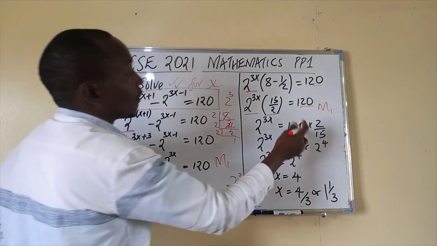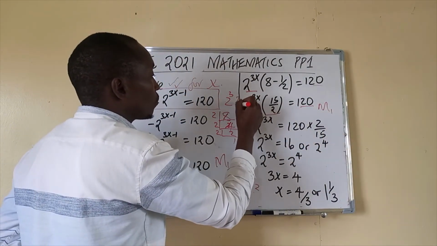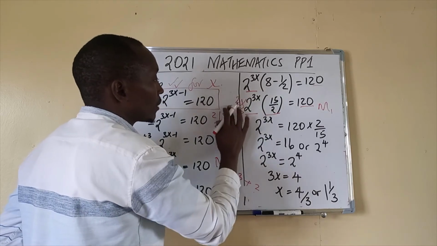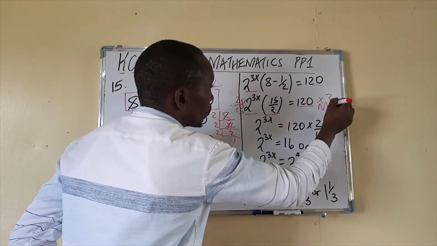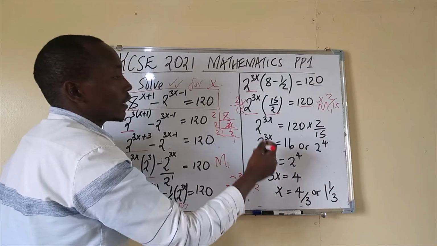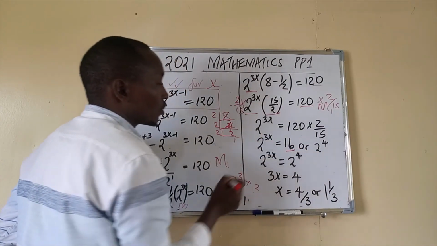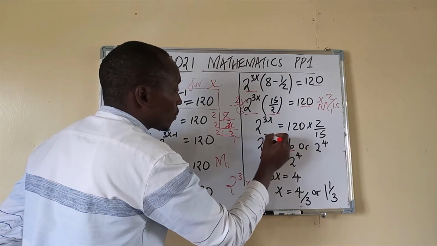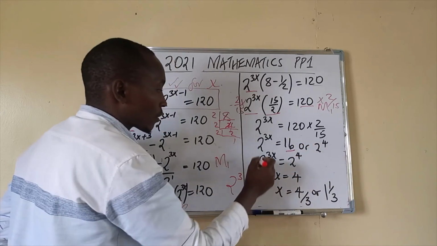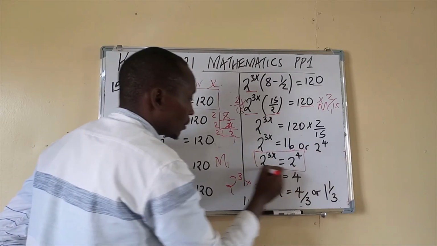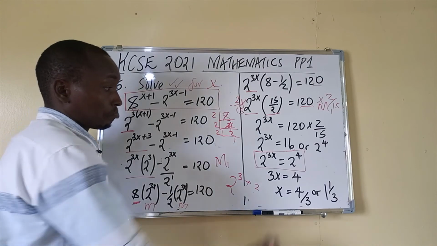So having done that, now I can multiply this side by 2 over 15. Yes, I multiply by 2 over 15, on this side by 2 over 15. Having done that, then I'll remain with 16. So that is 2 raised to power 3x is 16. So this one, 16 is equivalent to 2 raised to power 4.